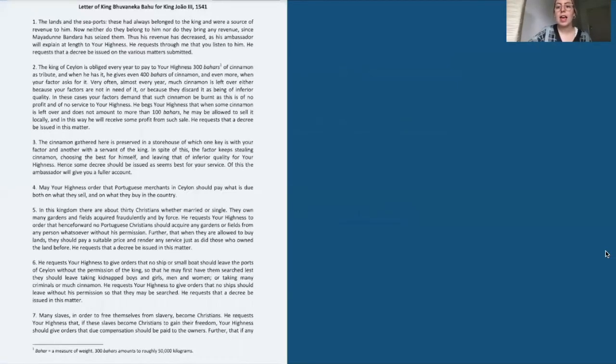What I have here is an example. I'm going to minimize my camera now so that you can see the full screen once I click through. This is the source that was used for the history aptitude test last year. It is a letter from a Sri Lankan king to a Portuguese king in the 16th century.